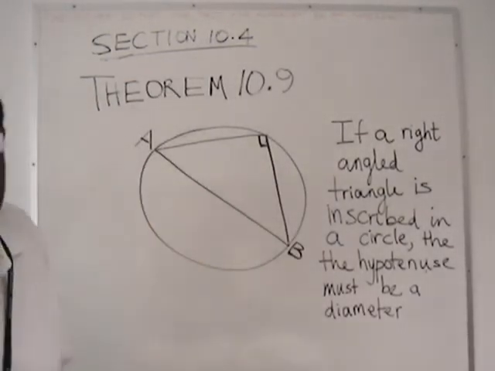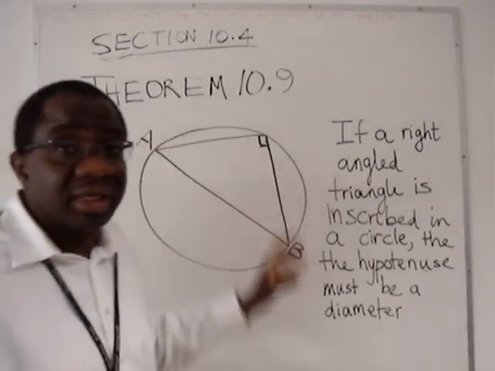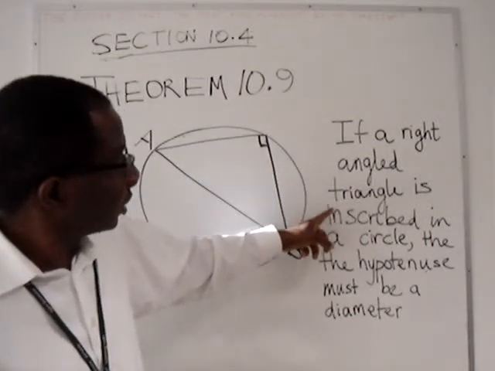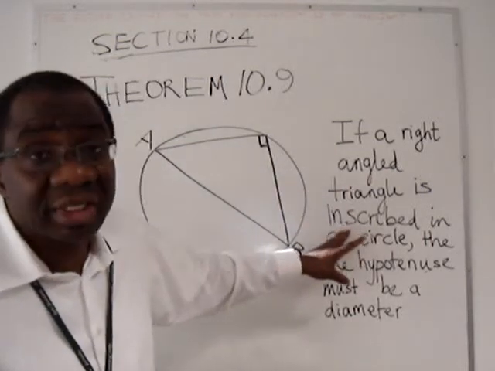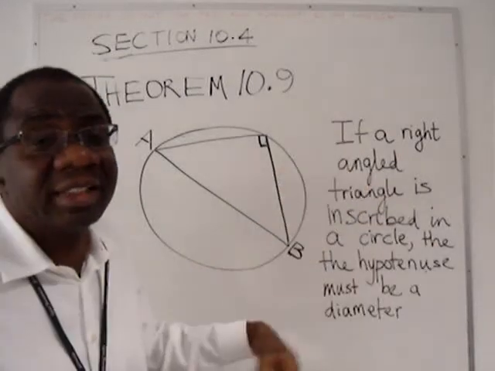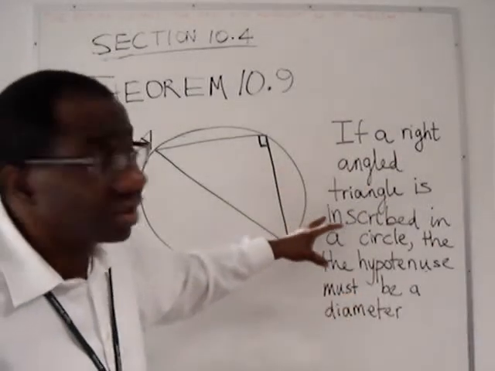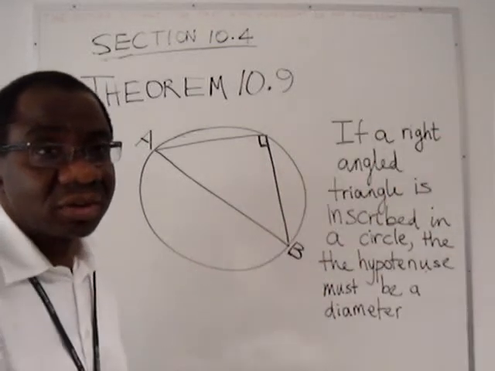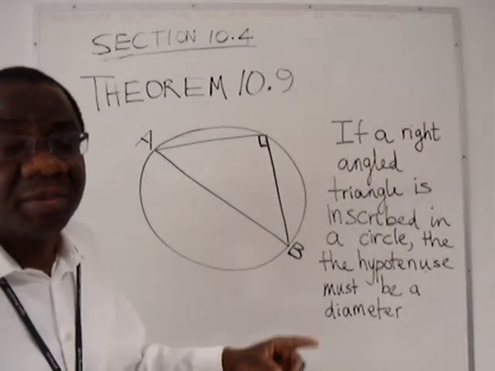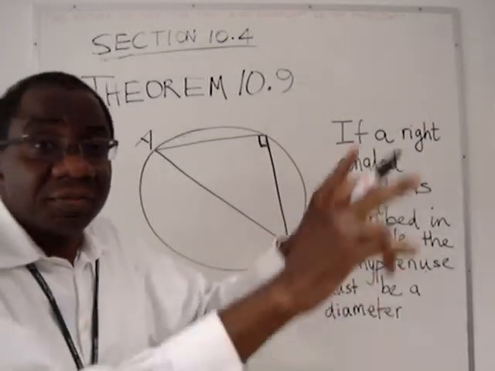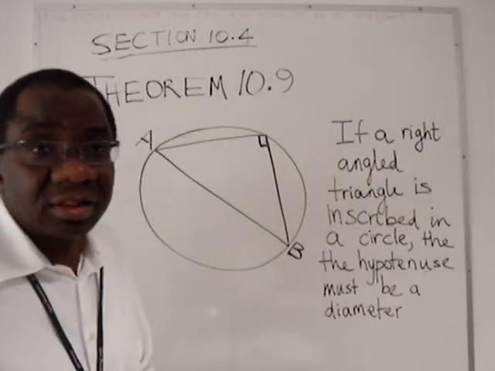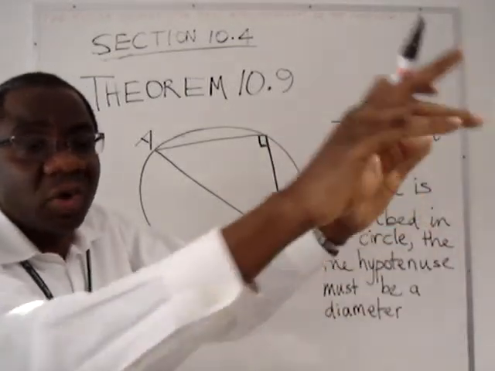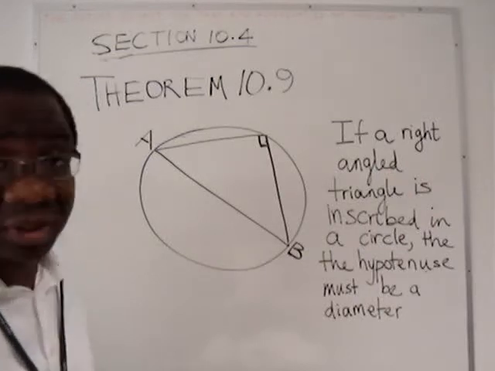Okay, Rachel, now it's theorem 10.9. What does it say? It says, if a right angle triangle is inscribed, you know what inscribed means? It means to put something inside something. That's what inscribed means. And circumscribe means to put something around something, touching it, to envelop it. Inscribed means put something inside something closely, touching the edges, and circumscribe means put something around something.